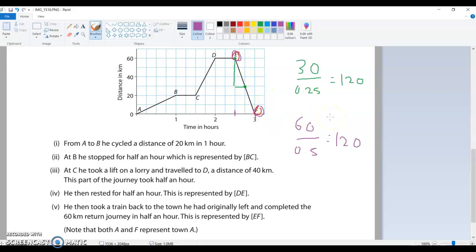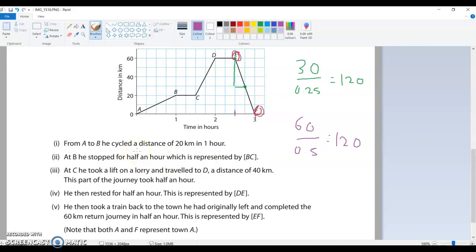120 kilometers per hour. Okay, so A and F, you'll see down the bottom here. Note that both A and F represent some town. Okay, so you're back where you started when you're on point F. All right, so that's how you do these multi-part journeys.